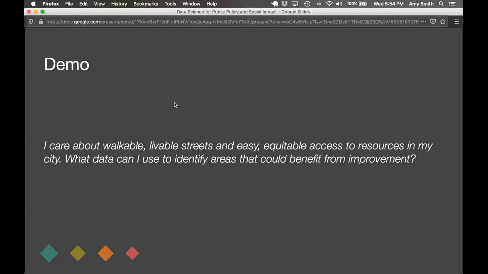So to wrap this all up, I wanted to do a demo and focus on spatial data science, so you have a more concrete example and maybe even some code that you can take and use later. So let's start with a high level concern. I care about walkable, livable streets and easy, equitable access to resources in my city. This is something that is increasingly important, especially as cities start to think about recovery out of this whole pandemic that we're dealing with and how to get cities back up and running. So what data could I use to identify areas that could benefit from improvement?